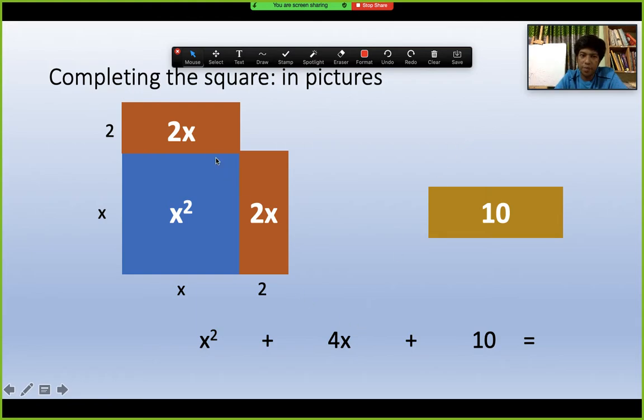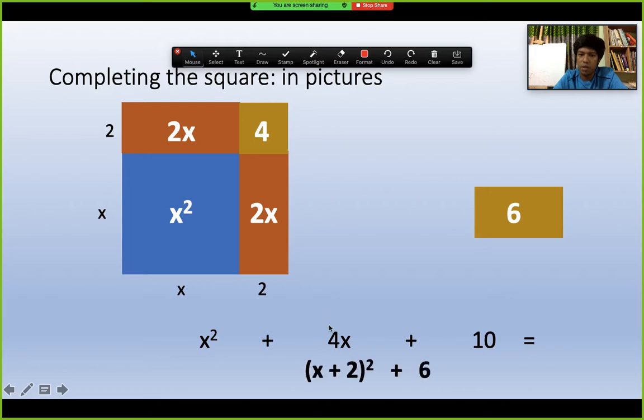that 4x became twice x, and twice x separated. Then from this 2, you see we need a 4 here to make a square. So 4 will come here from that 10. So it becomes x squared, twice x, then this is 4. 4 means 2 squared. So basically x plus 2 whole squared. How do you know? This is x, this is 2. So x plus 2, and you see this side also x plus 2. So x plus 2 into x plus 2 equals x plus 2 whole squared. And then plus 6, some extra number.